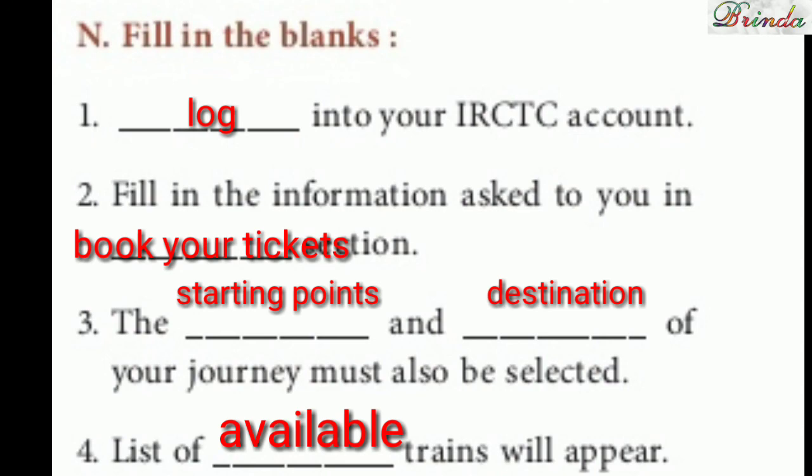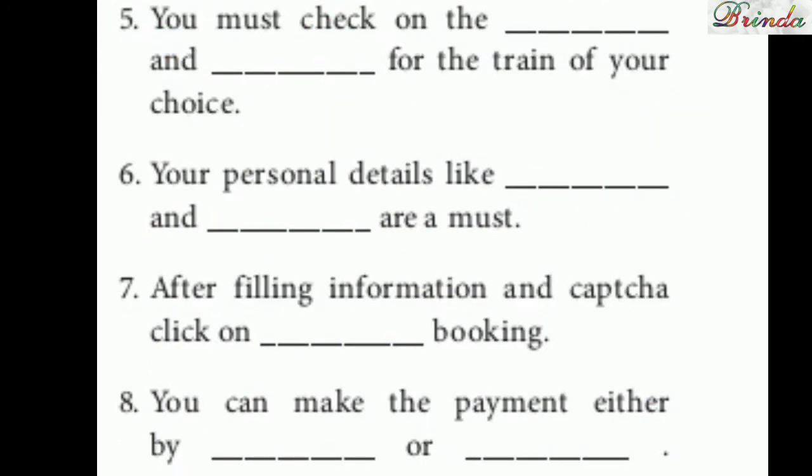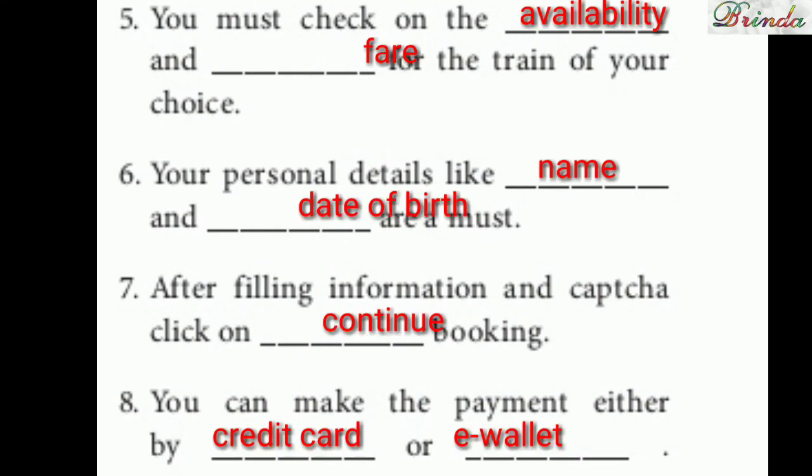Fourth one, list of dash trains will appear. List of available trains will appear. Fifth one, you must check on the dash and dash for your train of your choice. You must check on the availability and fare for the train of your choice. Sixth one, your personal details like dash and dash are a must. Your personal details like name and date of birth are a must. Seventh one, after filling information and captcha, click on dash booking. Click on continue booking. You can make the payment either by dash or dash, credit card or e-wallet.